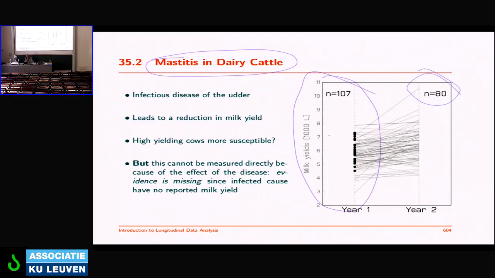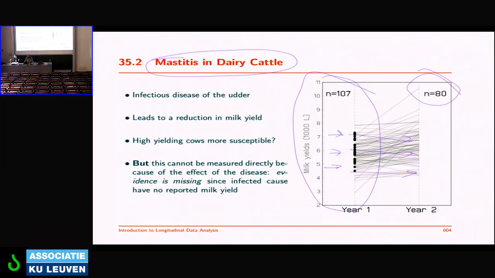These dropouts explain why there are these little bullets sitting here in year 1, because these are profiles that do not connect to the second year. A complete case analysis would throw them away. A last observation carried forward would simply take all of those guys and carry them forward, but that's maybe not realistic against the background of most cows actually increasing from year 1 to year 2.